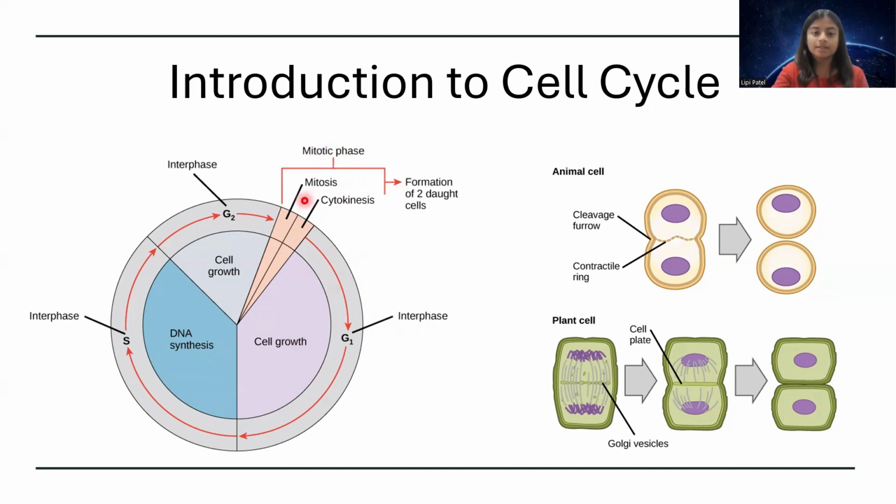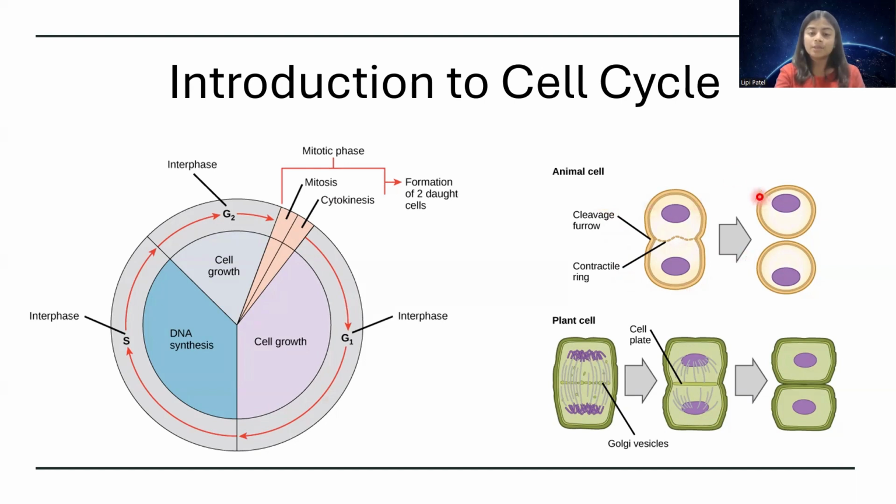Mitotic phase is the phase in which the cell actually divides. Mitosis includes the preparation for cell division, and cytokinesis is when cytoplasm divides. Cyto means cytoplasm or the cell, and kinesis is division. So the actual cell divides.